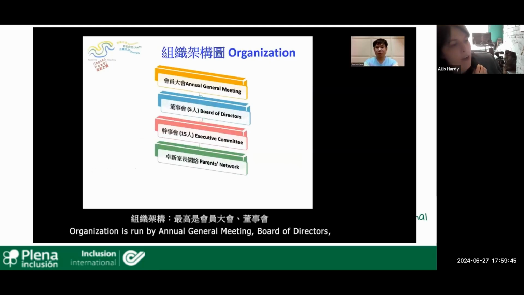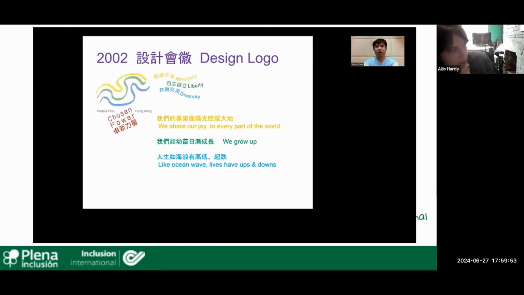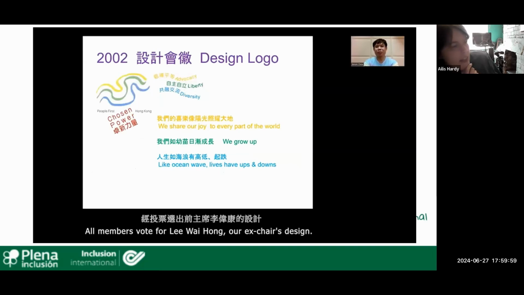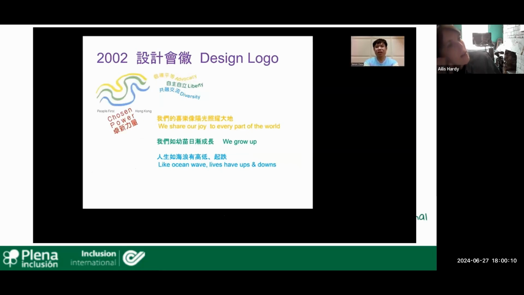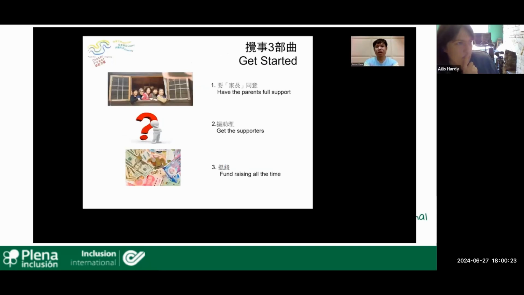The organization is run by an annual general meeting and a board of directors. There is an executive committee and a parents network. Members designed the logo after 7 years. All members voted for the design by Lee Wai Hong, our ex-chair. It has three colors. Blue waves in the ocean, life has ups and downs. We are the green plants growing up, and like bright sunshine, we warm the earth.